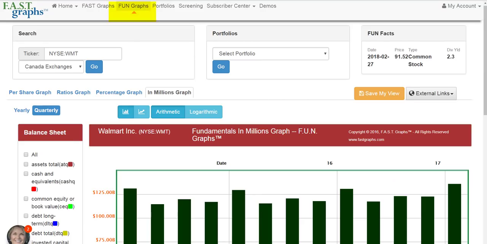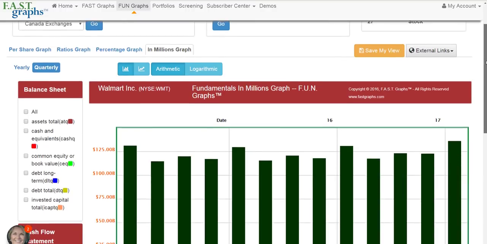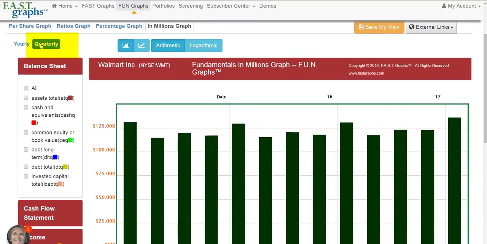So next, I'd like to move to fund graphs, financial underlying numbers, and I'm going to start by looking at the in millions graph and look at some things that I talked about in the written portion. For example, we talked about revenues. Now, this is quarterly data here. These are about 12 quarters, obviously, of historical data.